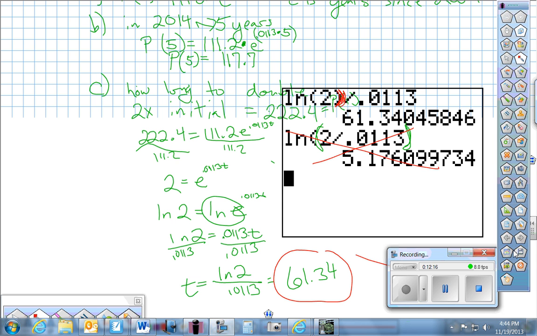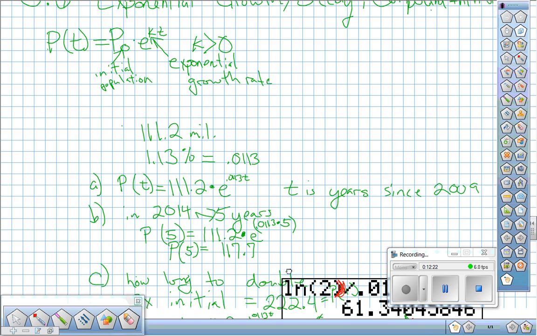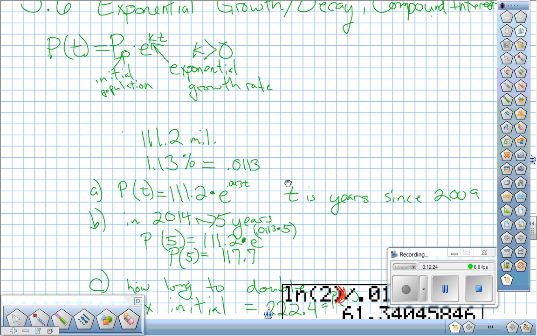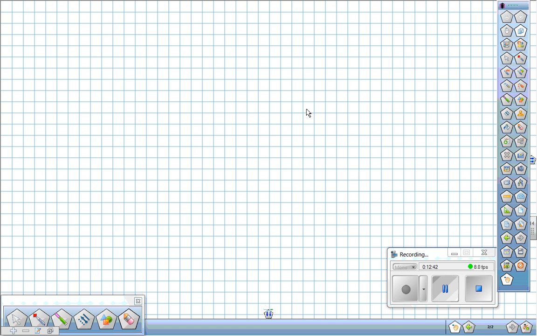Okay, so the previous equation that I gave you will be the same equation I use when interest is compounded continuously. I will use this P sub 0 e to the kt. This will still be my initial, instead of population, it will be money amount. Exponential growth rate, that will be just my APR. Okay, so let's do a money problem. I just like always having my actual formula right there. So P of t equals P sub 0 e to the kt.